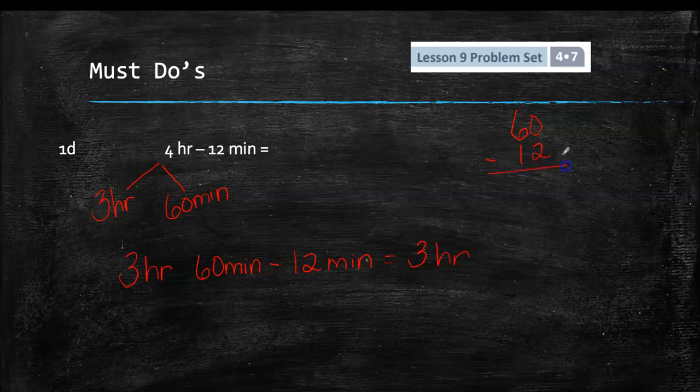And we're going to show our work here. 60 minutes minus 12. Well, I don't have any ones and I need ones. So I'm getting those 10 ones from the 6 tens. So now that leaves me with 5 tens. 10 minus 2 equals 8. 5 minus 1 equals 4. So that gives me 48 minutes. 3 hours, 48 minutes. Another great job on our problem.